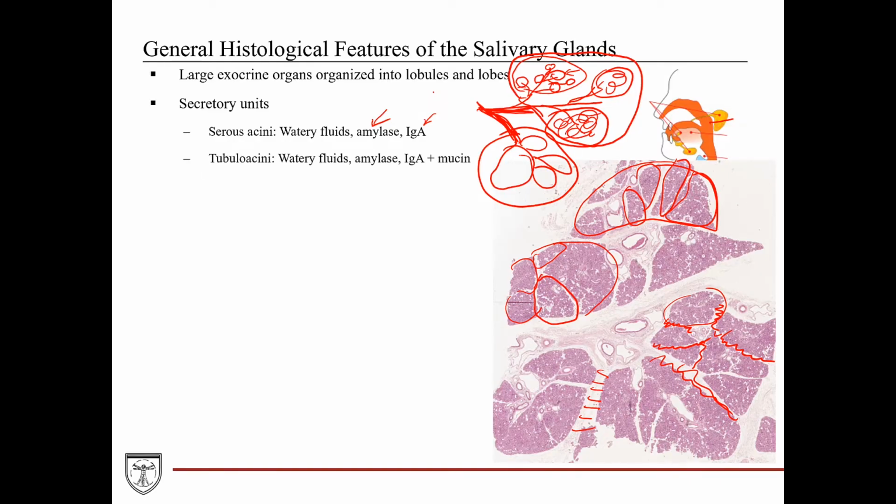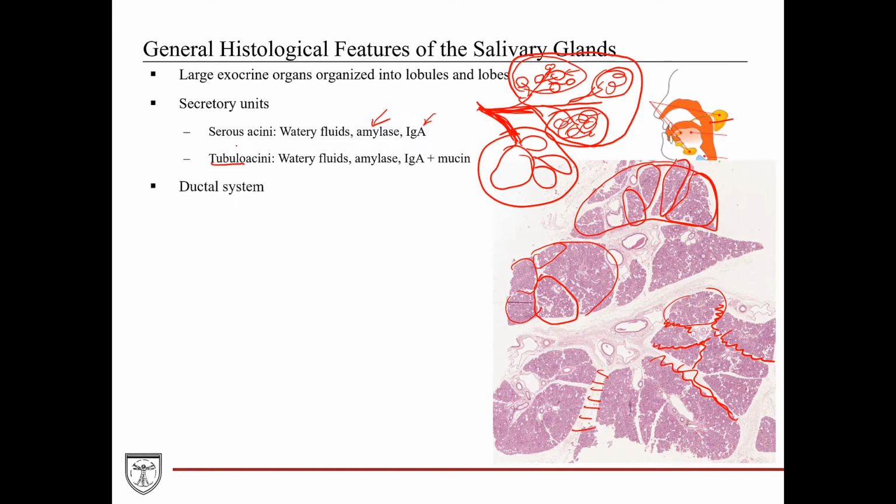Another type of secretory unit we might find would be the tubuloacinar units. The tubuloacinar units produce not only the watery fluids with amylase and IgA, but also the mucin. That's where the tubulo would come in, comprised of goblet cells.